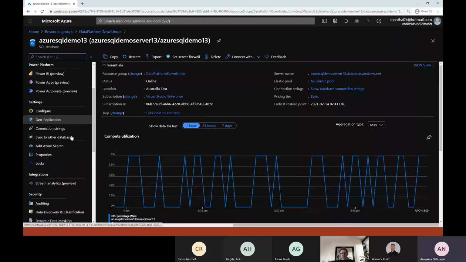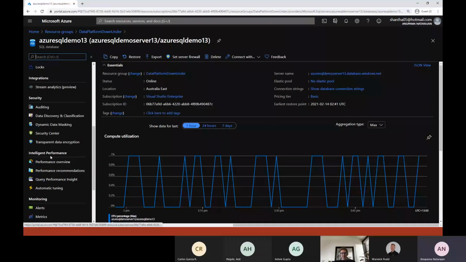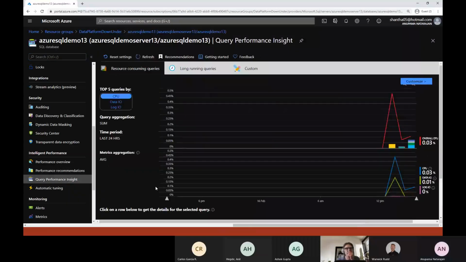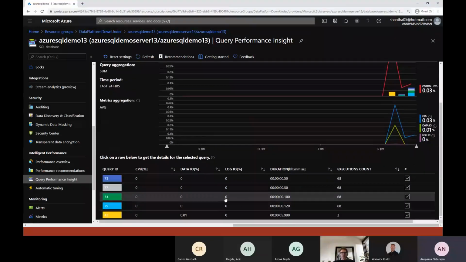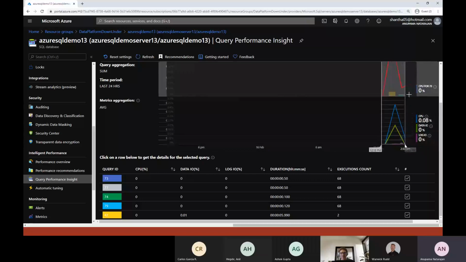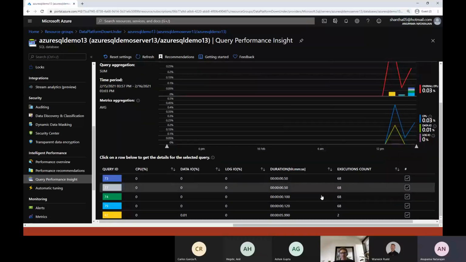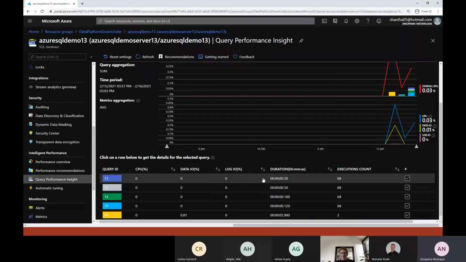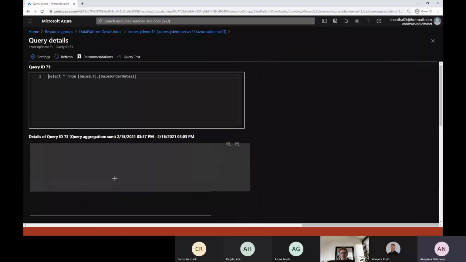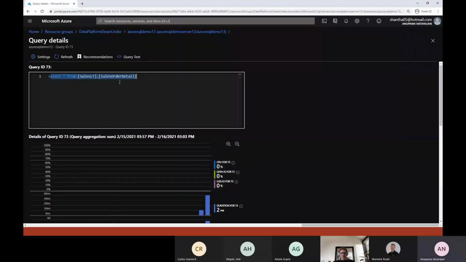Cool. So here, under Intelligent Performance, you can see Query Performance Insight. This is where I can see the activities happening with my queries. As I can see here, there are quite a few queries running in this space. I can see how many executions are happening, and whether there is any CPU. You can't see much CPU percentage because I'm doing just a select statement query. But if I click on this, you can see the query that is getting executed.